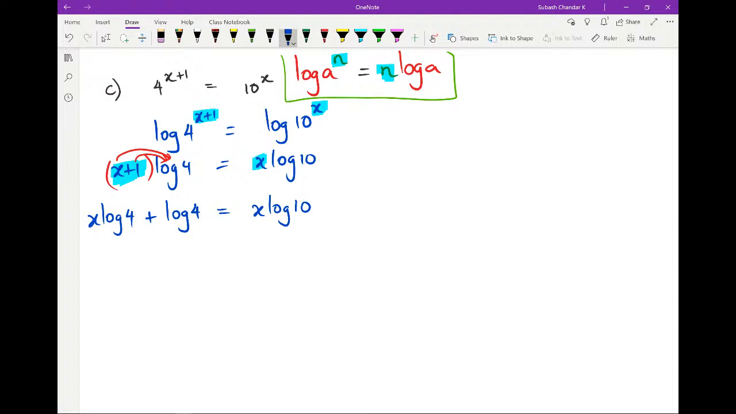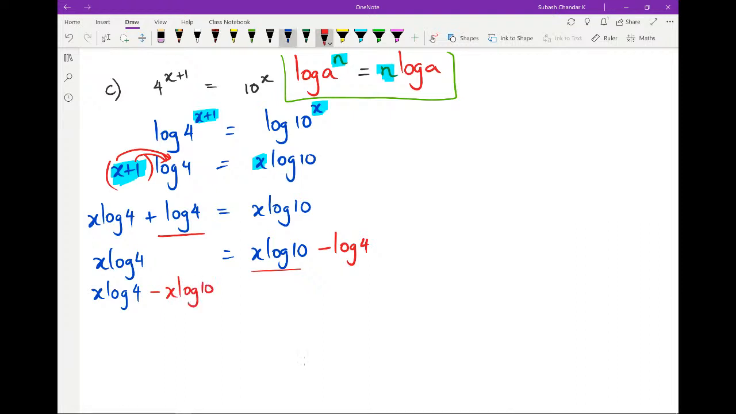Anyway, we're trying to bring x by itself. Actually, before I do that, I'm going to get rid of the log 4 first. So I'm going to write x log 4 equals x log 10. And I'm going to switch log 4 to the right hand side, which means I'm going to get minus log 4. Then I'm going to bring the x log 10 to the left hand side, which means it's going to end up being minus x log 10. And all of this is equal to minus log 4.